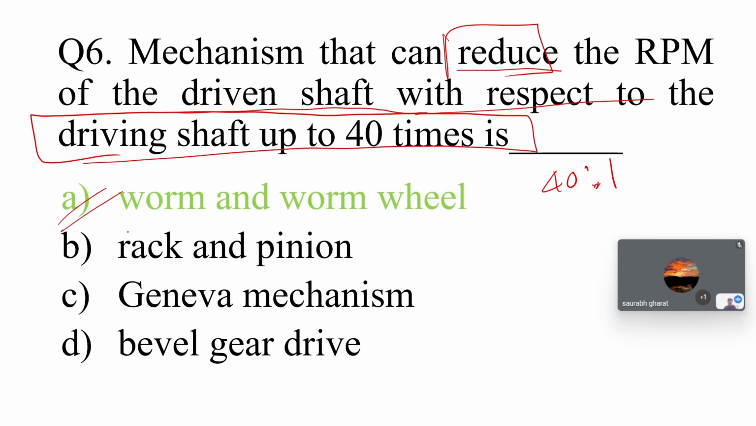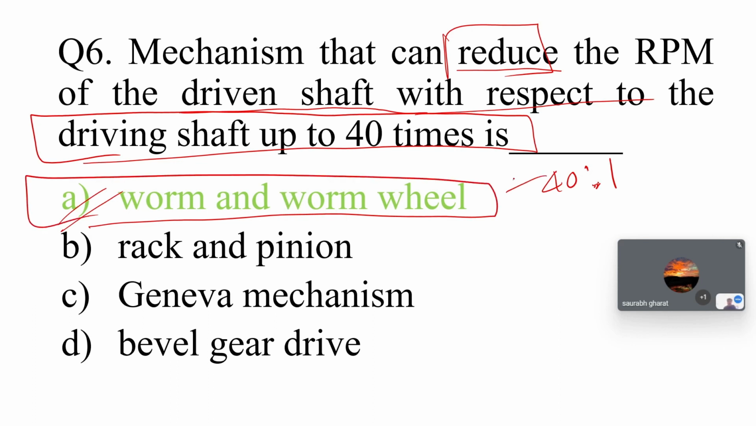I told you this is the only gear with the highest gear ratio. This 40 to 1 ratio is specified with the worm gear only. The rack and pinion mechanism and belt drive cannot give you this much gear ratio. For reducing that RPM, you need a proper gear ratio. What can provide this kind of gear ratio is worm only.